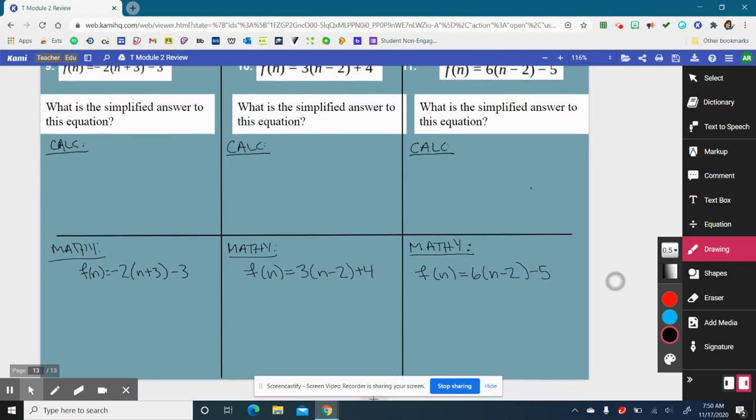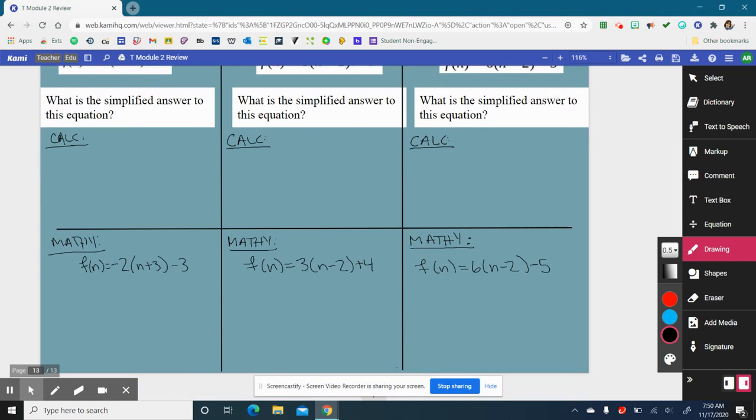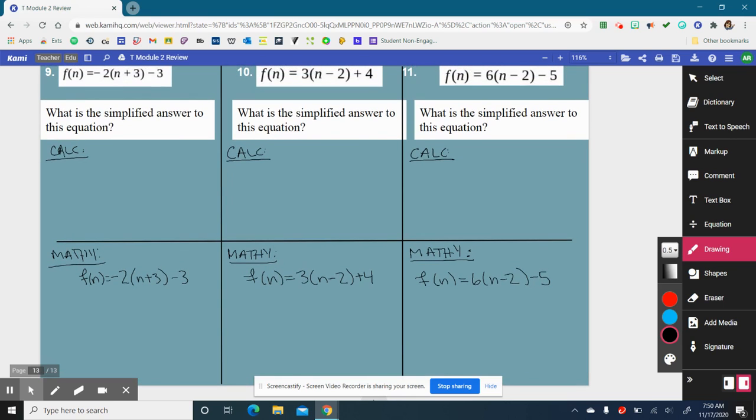So let's look at number 9 here. We have f of n is equal to -2 times the quantity n plus 3 minus 3. First thing you're going to do is distribute that -2 to both terms on the inside of the parentheses. When I distribute, that means multiply. So we have -2n, because -2 times n is -2n. -2 times +3 is -6. Nothing else changed, so everything else we leave the same. And f of n equals isn't going to change, so I'm just going to write that again.